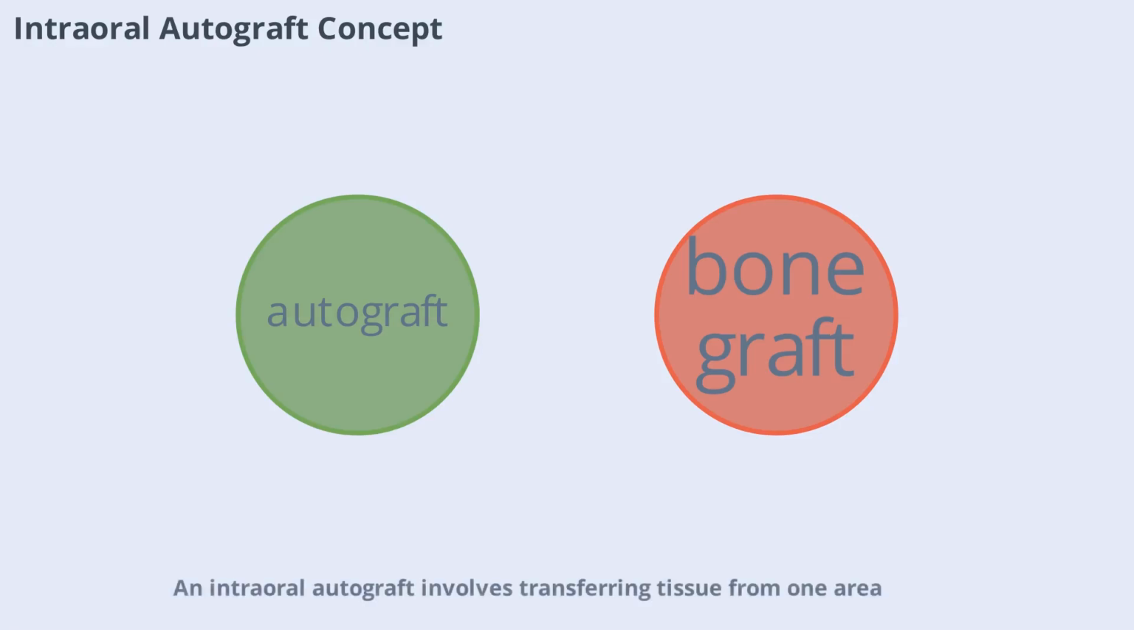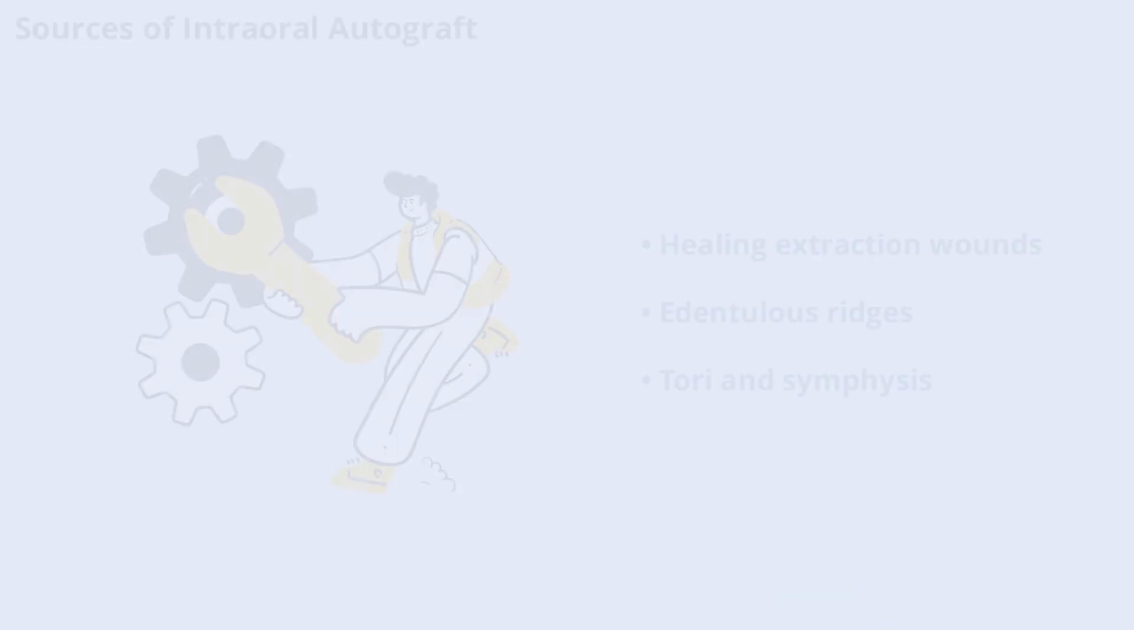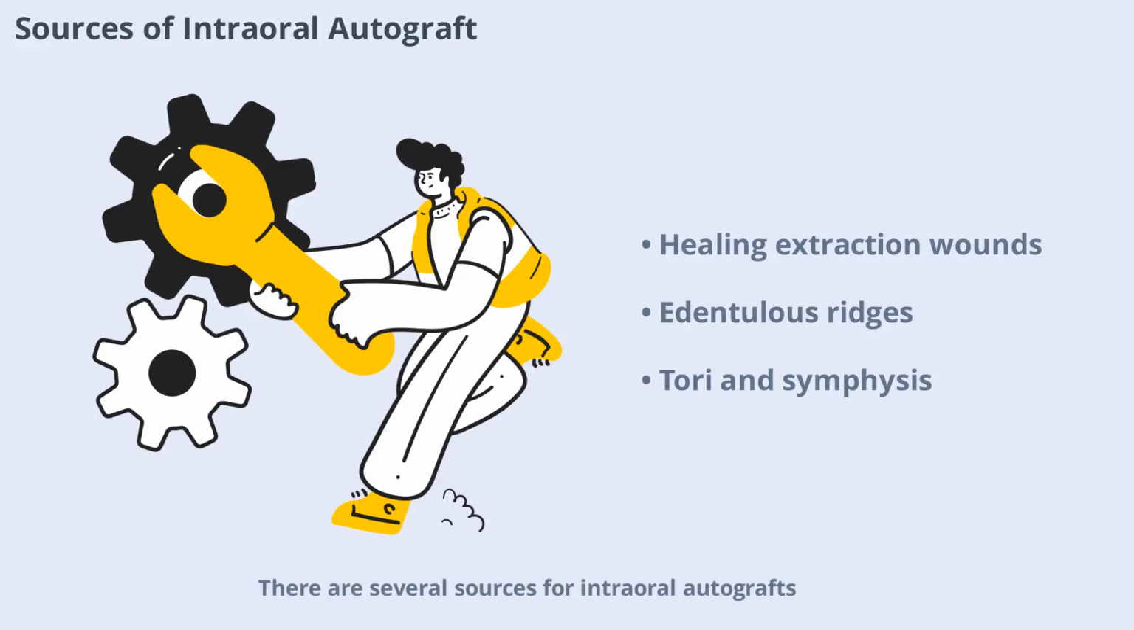An intraoral autograft involves transferring tissue from one area of the mouth to another within the same individual. This approach eliminates the risk of immune rejection and is often considered the gold standard for bone grafting. Let's explore the sources and advantages of intraoral autografts. There are several sources for intraoral autografts.